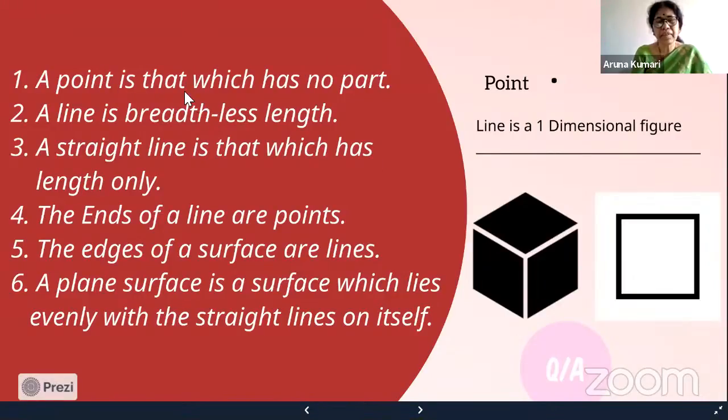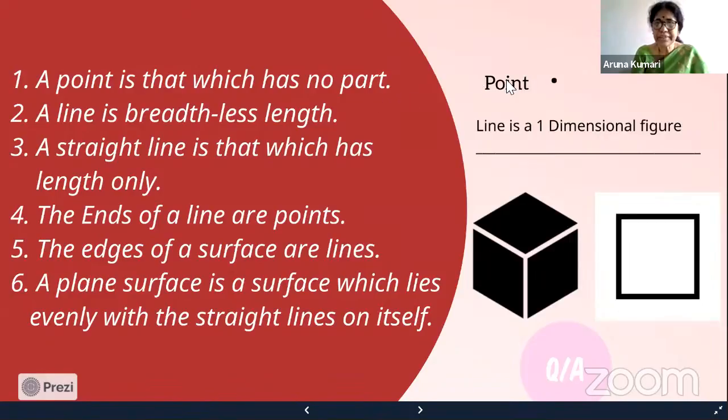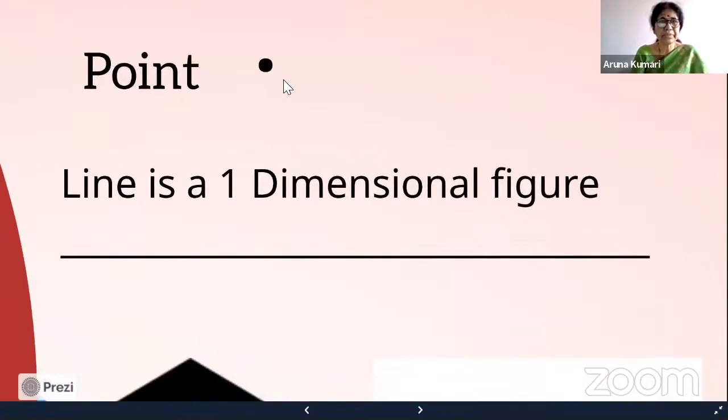Point means, see, P-O-I-N-T, point. What is there on the I? How can we write a dot? One line and above it a dot. That is known as a point. So we can give examples, we can understand, but we cannot give any definition for this. That's why, see, I'm showing here: this is a point, and this is a line.